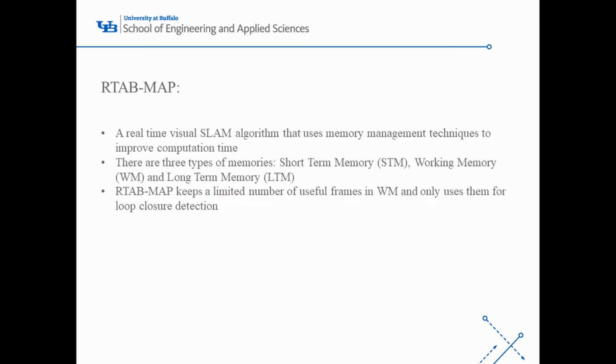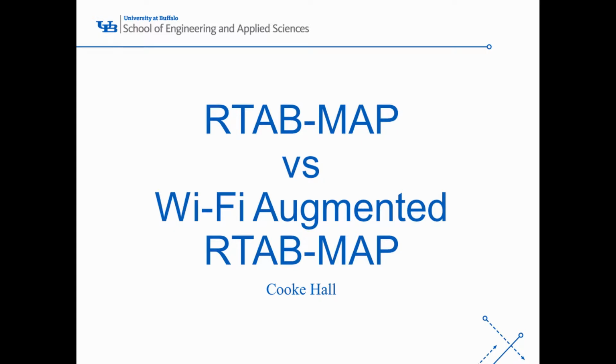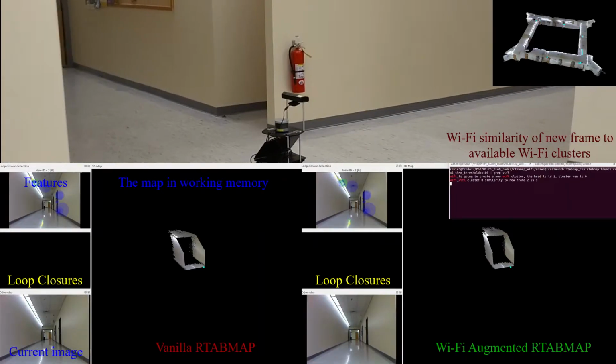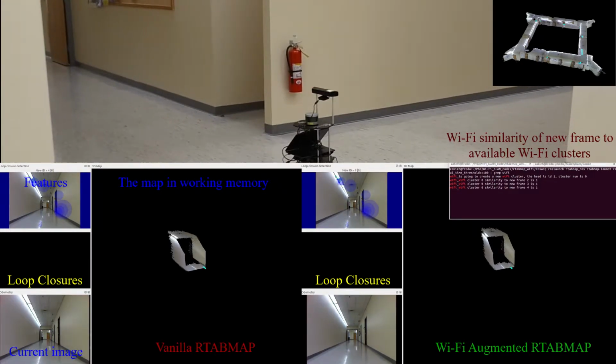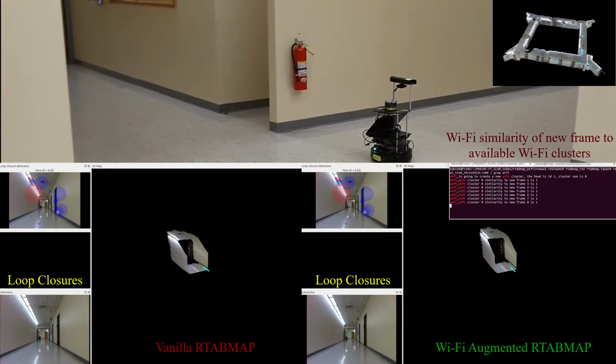We augmented three well-known SLAM algorithms, including RTAB-MAP. This flowchart represents our changes to different modules of this algorithm. The following video represents the performance of Wi-Fi augmented RTAB-MAP vs vanilla version. The Wi-Fi augmented RTAB-MAP is shown in bottom right and the vanilla version is in the bottom left. The upper window shows the turtlebot in operation.